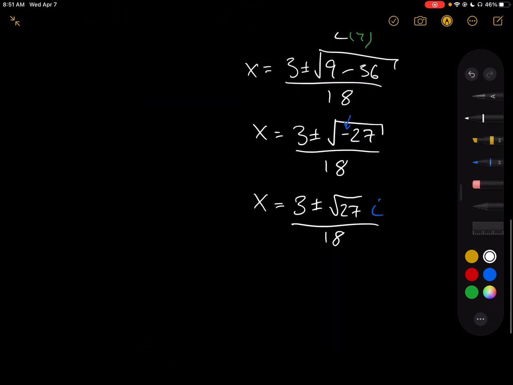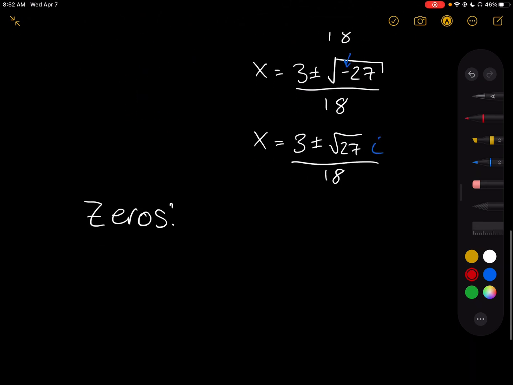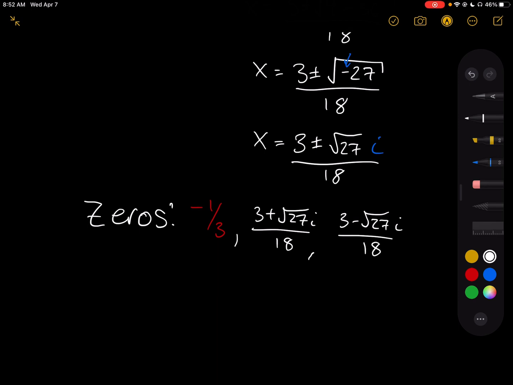So to list out the zeros again, we've got the negative 1/3, and then we've got the 2 from the quadratic, 3 plus the square root of 27i over 18, and 3 minus the square root of 27i over 18, right?